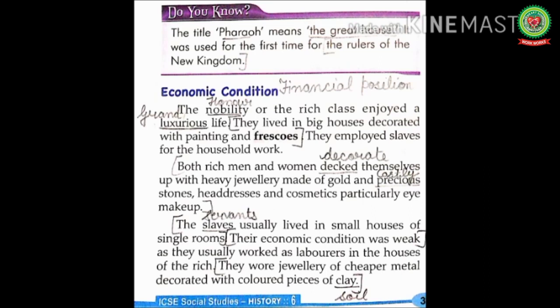They wore jewelry of cheaper metal decorated with colored pieces of clay. Clay is a type of soil. In this paragraph, we have read that rich people lived a comfortable life. Their economic condition was good. On the other side, the economic condition of poor people was weak. They had to work for the rich for their survival and had to live in small houses.